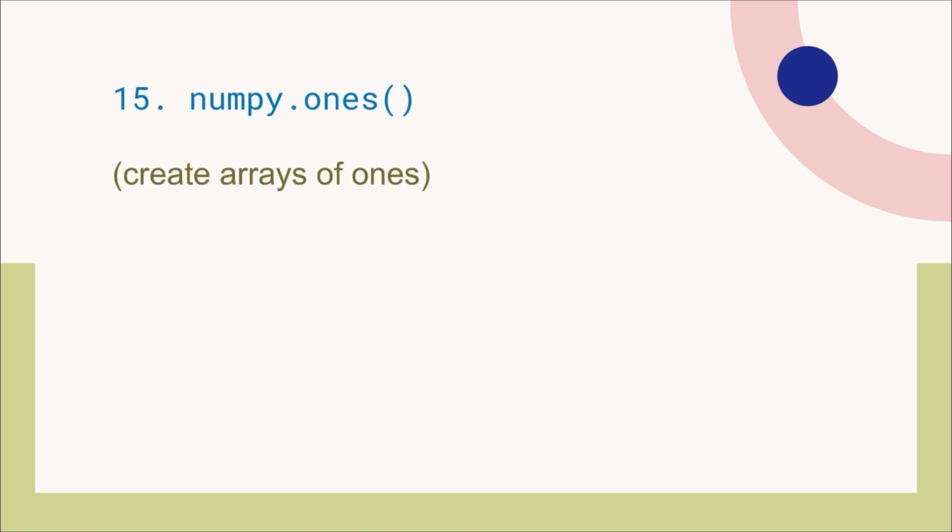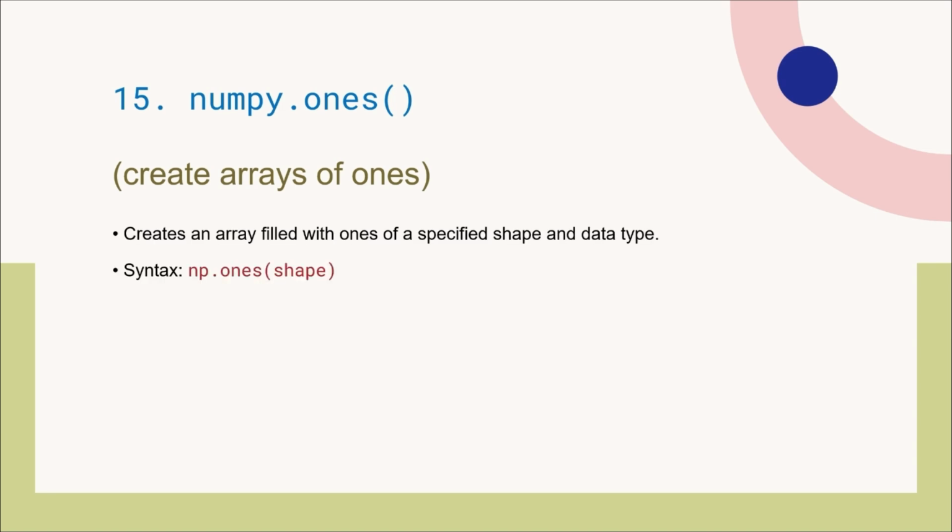And the last function is numpy.ones. It creates an array of ones. So this function creates an array filled with ones of specified shape and data type. The syntax of this function is np.ones. In the bracket we would like to mention the shape of the array. For example, np.ones 2, 3 has computed the array with 2 rows and 3 columns. So these are the 15 NumPy functions that you must know.